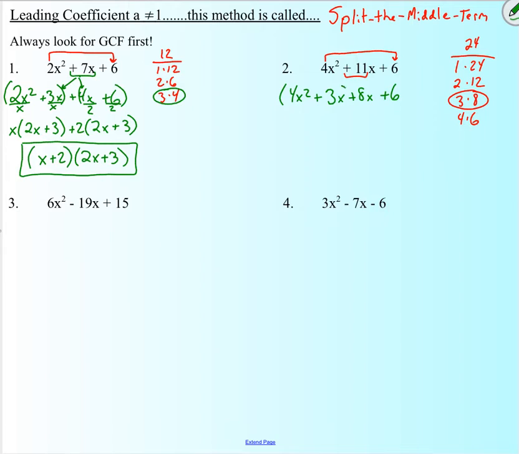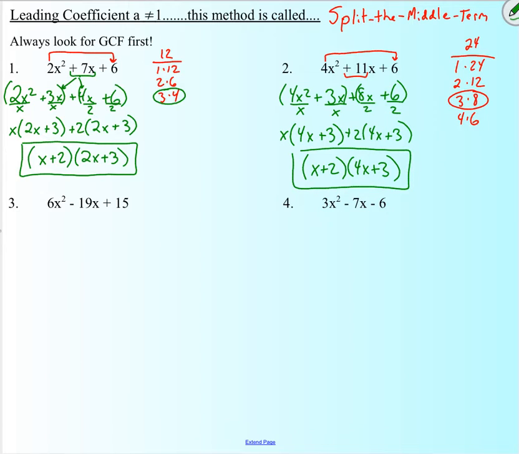And again, turn it into a grouping problem. First two can be divided by an x. GCF out an x there, left with 4x plus 3. The last two are all divisible by 2, and that would leave me with 4x plus 3. So x plus 2 times the quantity 4x plus 3. Factored expression. Let's start working some negatives in here.